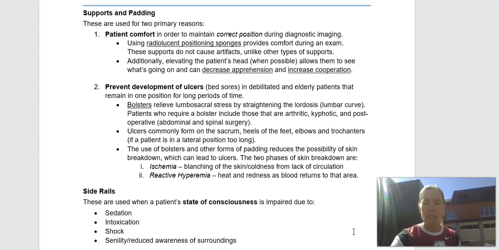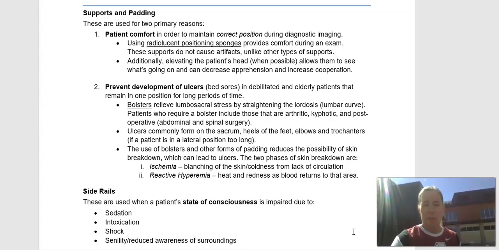All right, we are looking at those patients who are particularly arthritic, or they have kyphosis, or perhaps they have had some surgery done, particularly in the abdominal cavity, and there's a lot of strain on the surgical site. So the bolsters, again, help to comfort the patient and provide us with the opportunity to perform these exams. Ulcers do commonly form on the sacrum, the heels of the feet, the elbows, the trochanters if the patient's lying in the lateral position for too long. There are different types of sponges or padding that we can put underneath there, so take the time and effort to do so.